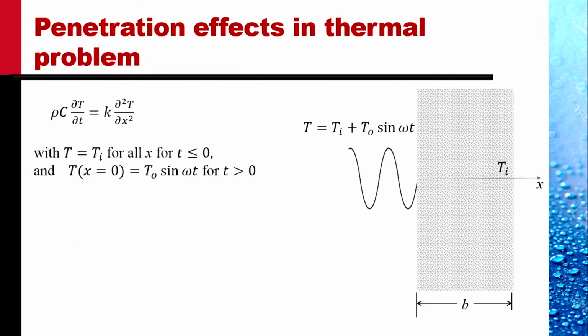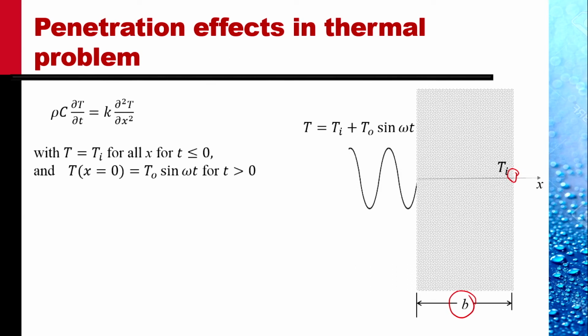Let's do a similar problem, but in heat conduction. We have a slab of thickness B, one end of which is maintained at Ti, the initial temperature of the slab, and the other end is subjected to a fluctuating temperature, T is equal to Ti plus T naught sine omega t, with the amplitude T naught and the circular frequency omega.